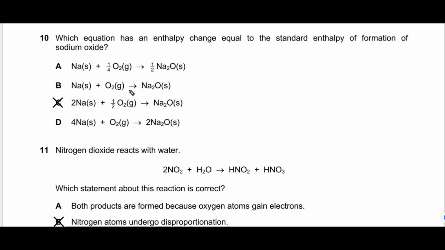Why is A wrong? Here it is half a mole, and enthalpy of formation is always for 1 mole. Why is B wrong? Sodium oxide is this 1 mole, sodium solid. Here 2 oxygen, here 1 oxygen, so this is wrong. And D is wrong. Why? 2 moles of sodium oxide are formed. You know the enthalpy of formation is when 1 mole of a compound is formed from its elements in their standard state.